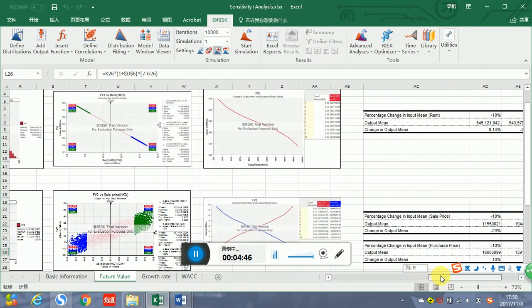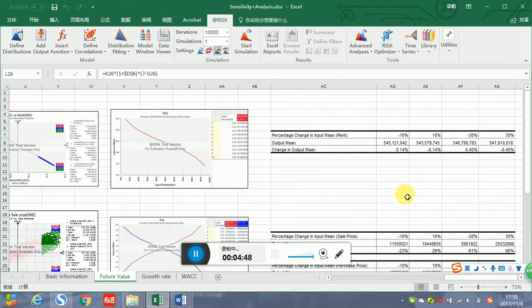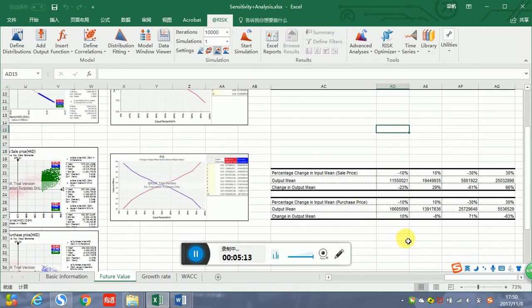After that, we focus on the sensitivity analysis. When the percentage change in the inputs becomes larger, like from 10% to 30%, the change in the future value 1 also becomes larger. So it is reasonable to say that the future value 1 is very sensitive to the rent. This is also the case on the buying side.